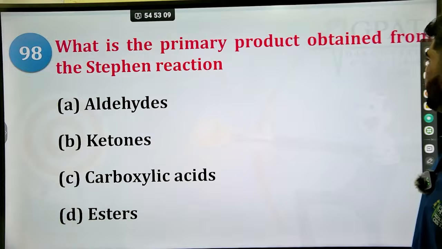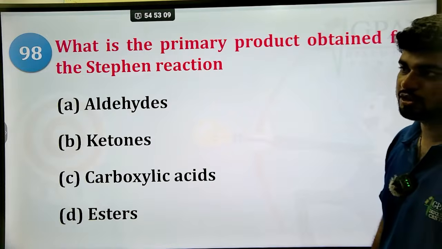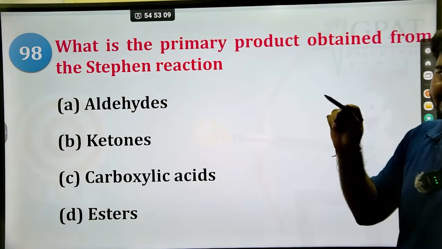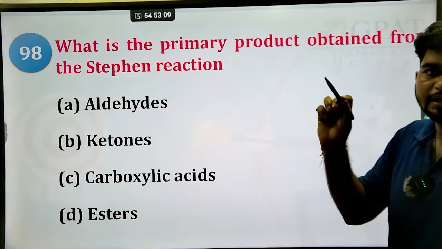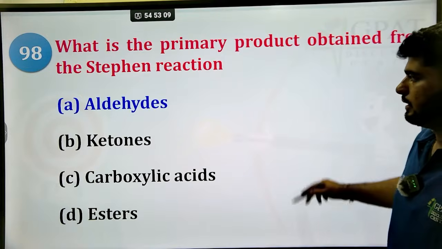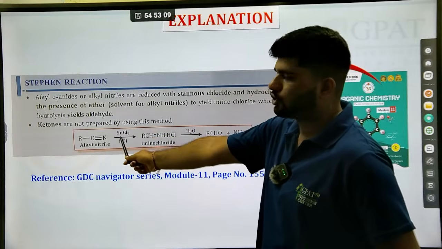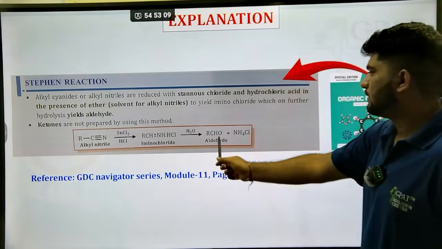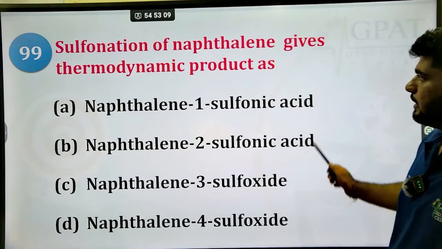Now, what is the primary product obtained from the Stephen reaction? Stephen reduction: RCN, that's your cyano group, in the presence of SnCl2, that's your tin, will be giving you what? Aldehydes only, right? You can see RCN, in the Stephen reduction, gives the aldehyde as well as ammonium chloride, NH4Cl.